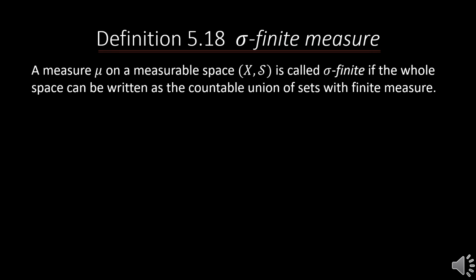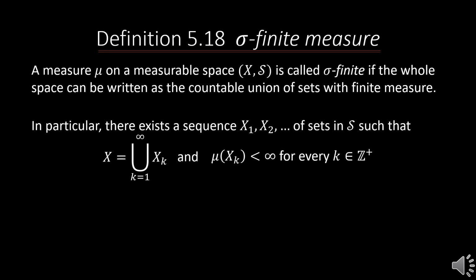The other half of definition 5.18 is the one we'll get more mileage out of. It's the definition of a sigma finite measure. A measure mu on a measurable space X, S is called sigma finite if the whole space can be written as the countable union of sets with finite measure. We can be a little bit more precise. In particular, there exists a sequence X1, X2, and so on of sets in the sigma algebra S such that X is the countable union of all these Xk's and such that the measure of each Xk in particular is finite.